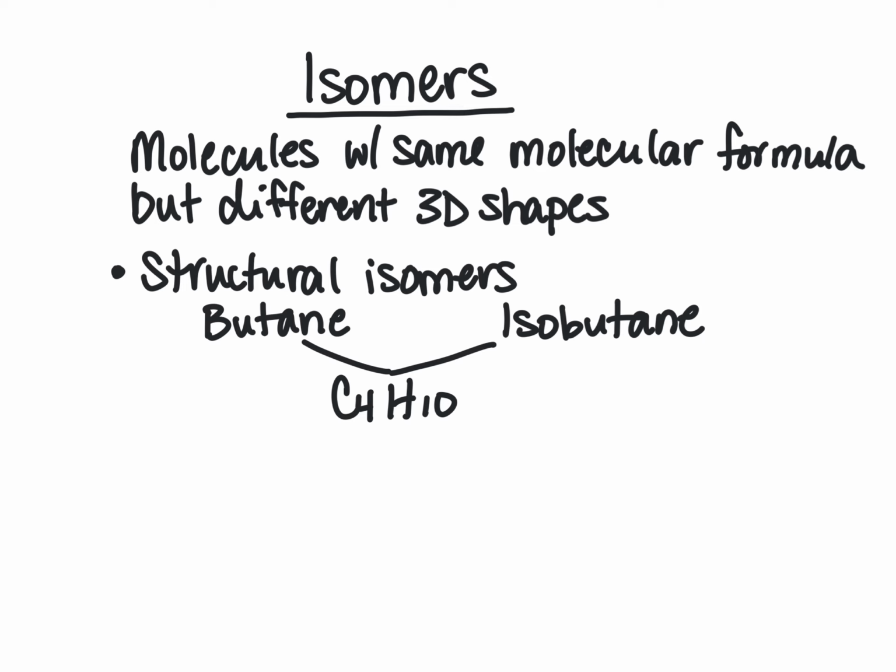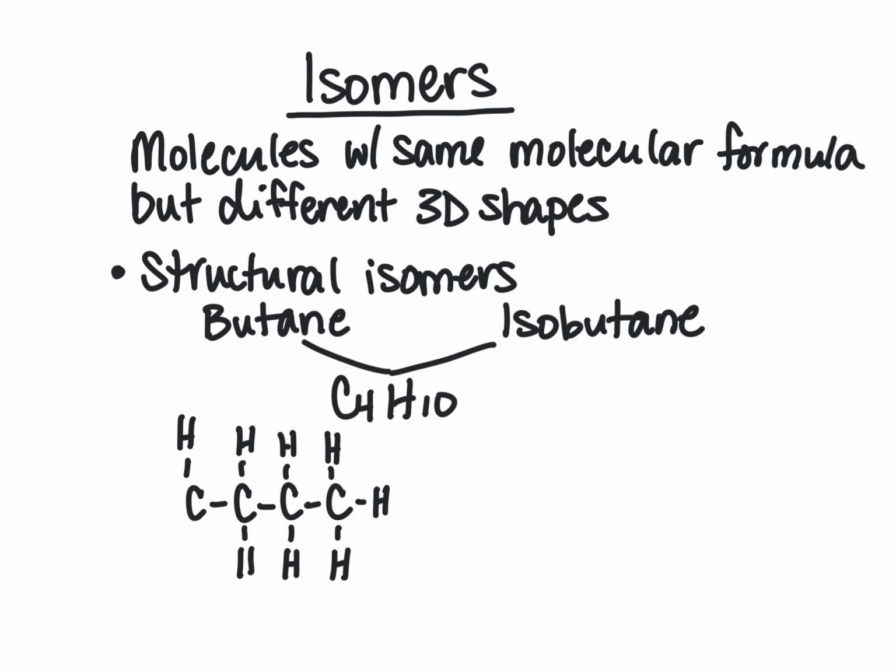In butane, the carbons are lined up in a straight line, and then the hydrogens are bonded to the carbons, like so. In isobutane, the carbons are arranged a little bit differently. You've got 3 central or core carbons, and then the 4th carbon is actually branching off to the side.